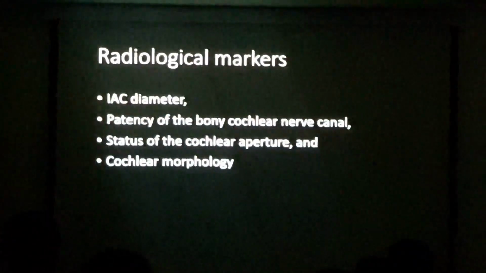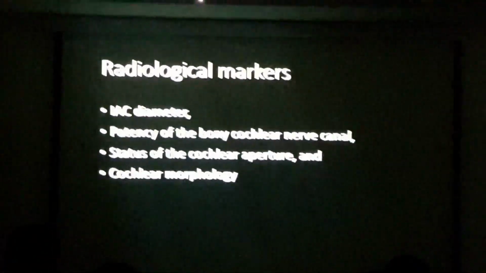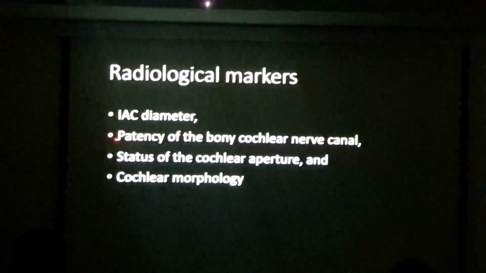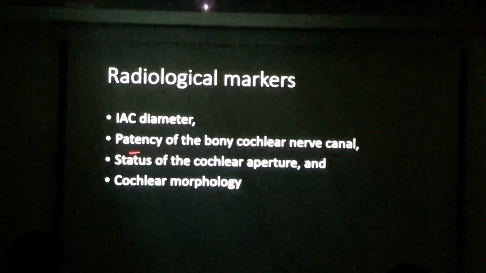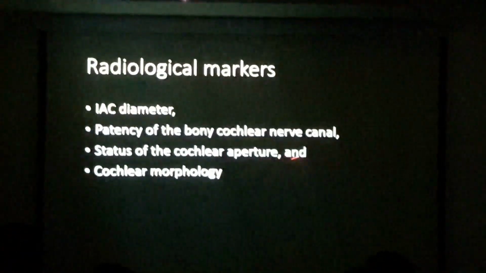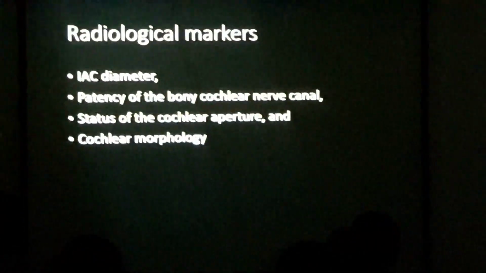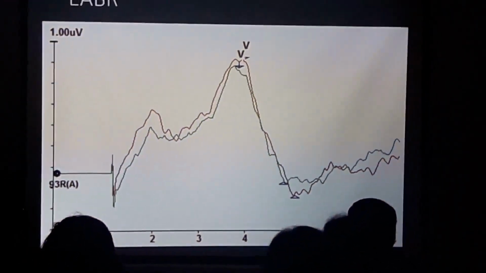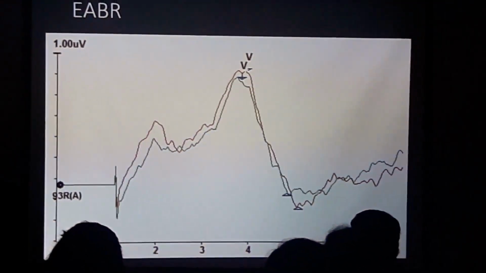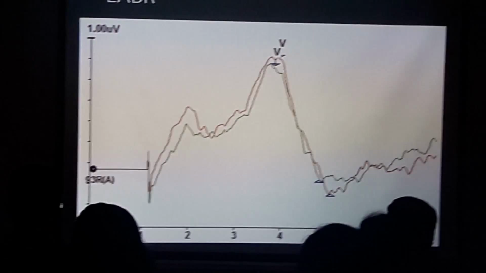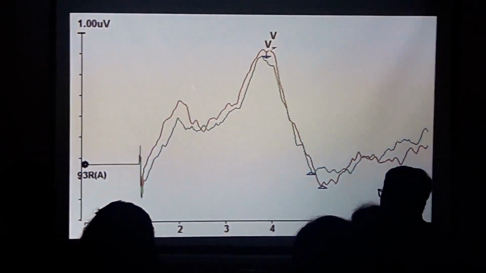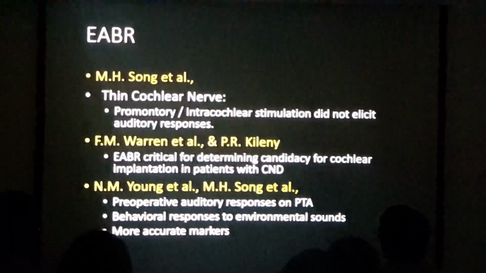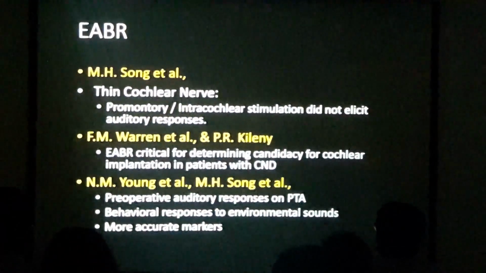They call it an imperceptible number. So for radiological markers, what we have been using is again the cochlear nerve canal diameter, the patency of the bony cochlear nerve canal I showed you, the status of the cochlear aperture and cochlear morphology, all those things we need to study. But one test we have been using, which has been advised, is electrical ABR, that is electrical stimulation ABR. If there is a consistent presence of a V wave, they say you go ahead and do it. But that is also not very true. Again, there is a controversy.